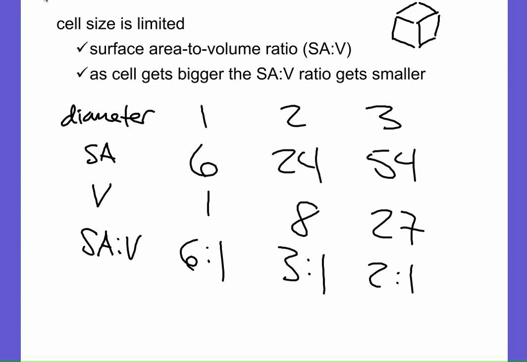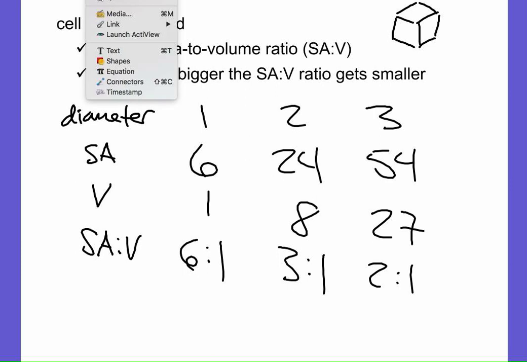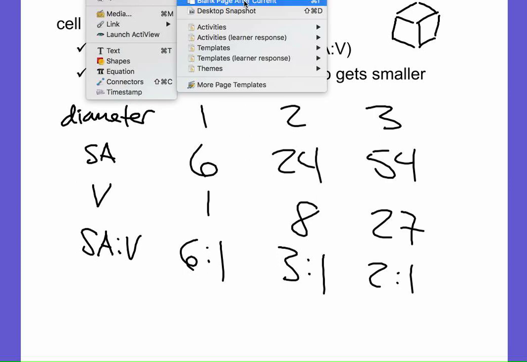So I'm going to draw another thing in here. I need a new page so that I can do it on the board for real. Page after current should be fine. So this is my actual cell. I'm going back to a spherical shape, but the surface area of this sphere is just the outside surface.